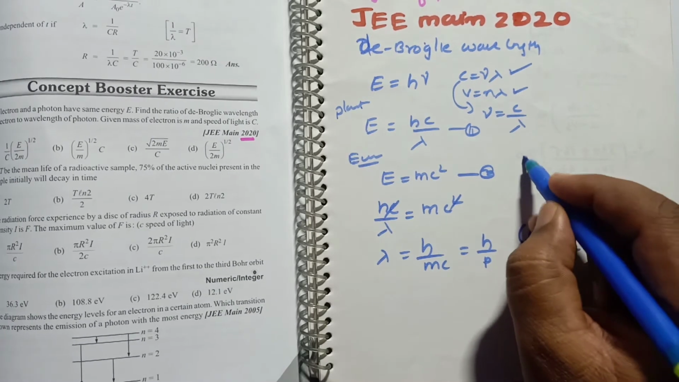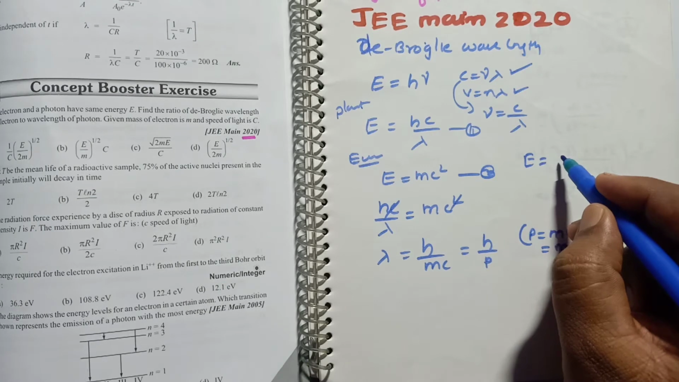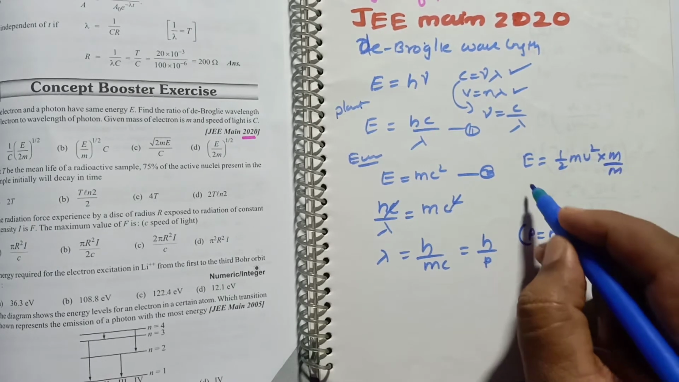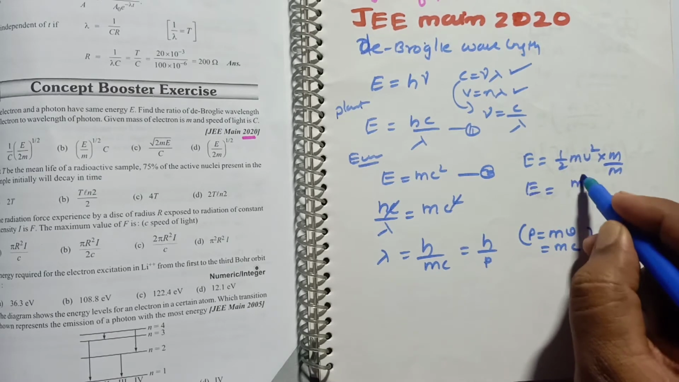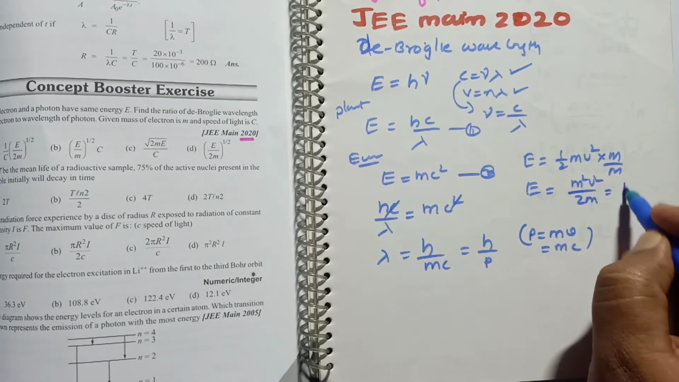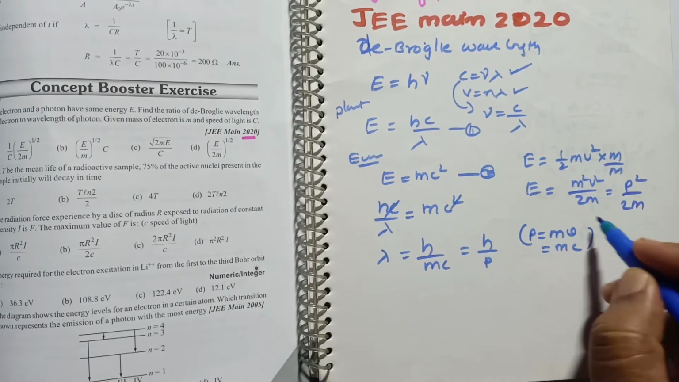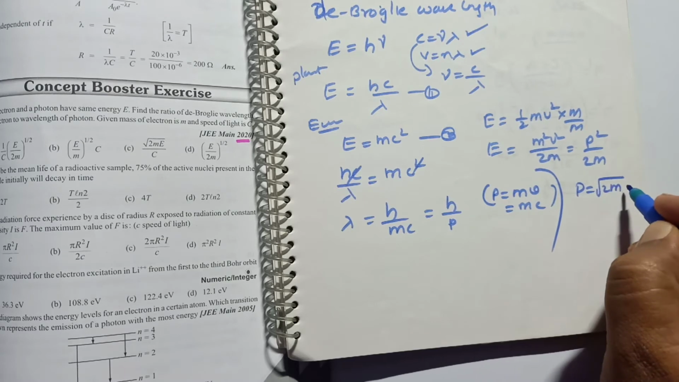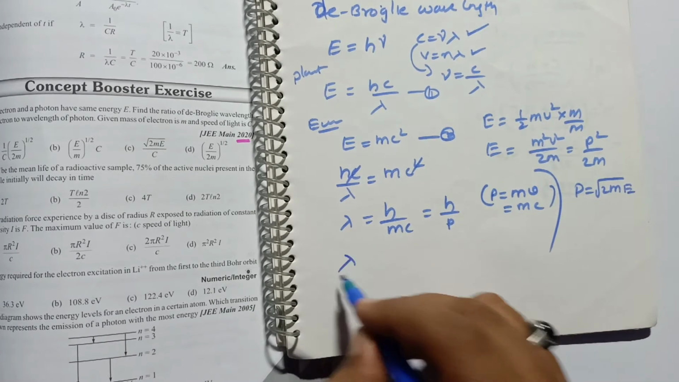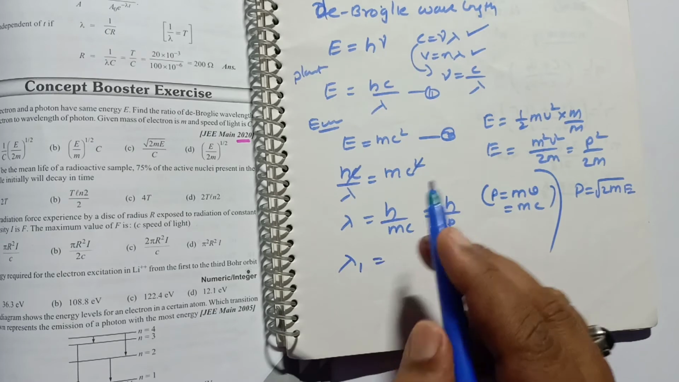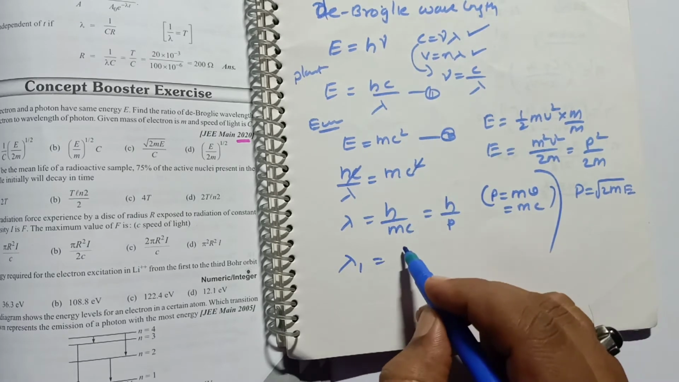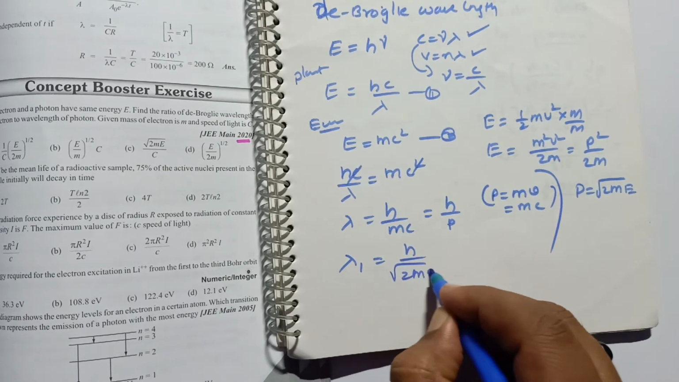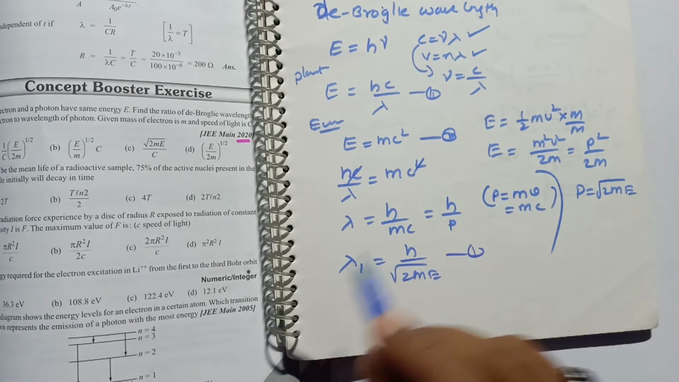But you know, kinetic energy can be taken as half mv square. Multiply with m and m, and you will get m square v square by 2m, which can be written as p square by 2m. From this it is understood that p is equal to root of 2mE. Therefore, the first wavelength, which is explained by de Broglie, can be written as h by root of 2mE. This is equation number 1.